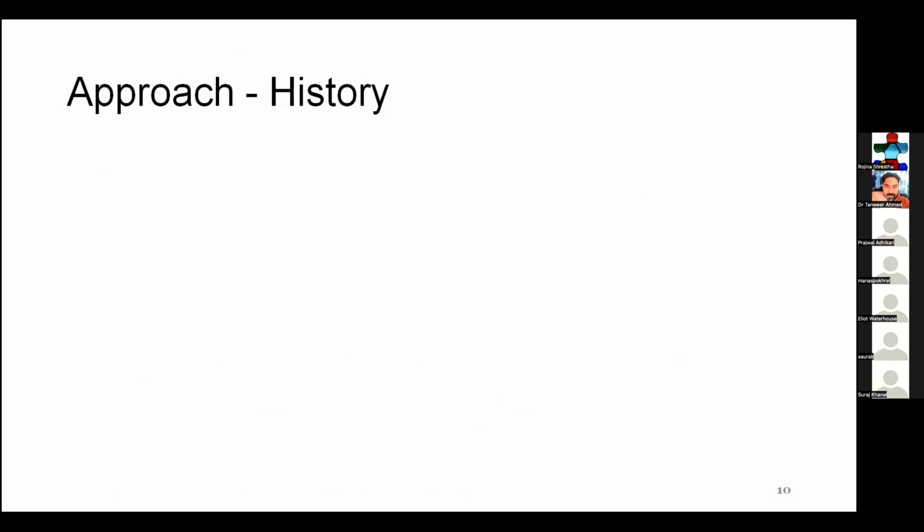So the approach will be history taking, examination, investigation, and the treatment. So can anyone tell me how to take a history for a feverish child?